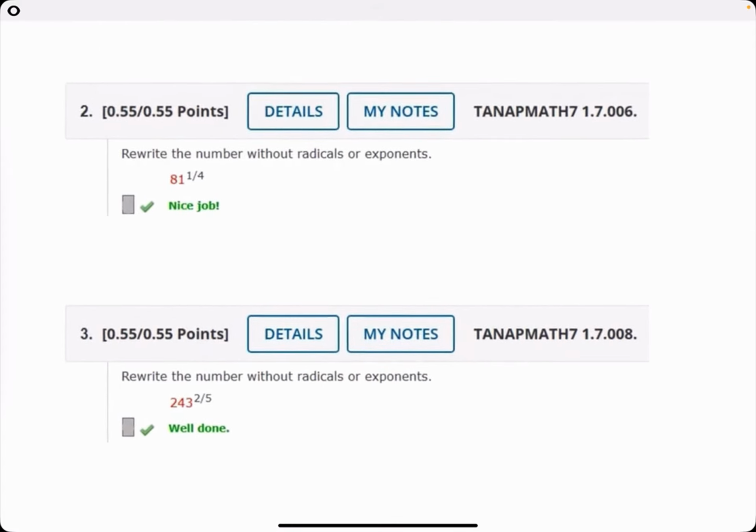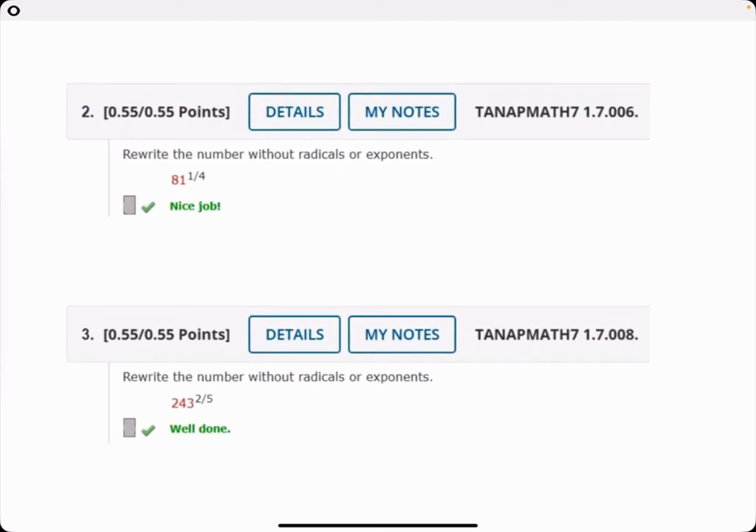Number 2, rewrite the number without radicals or exponents. So it's important to note that raising a number to the 1/4 power is equivalent to taking the 4th root of that number. And this might just require a calculator. The 4th root of 81, though, is 3, because 3 times 3 times 3 times 3 is 81.